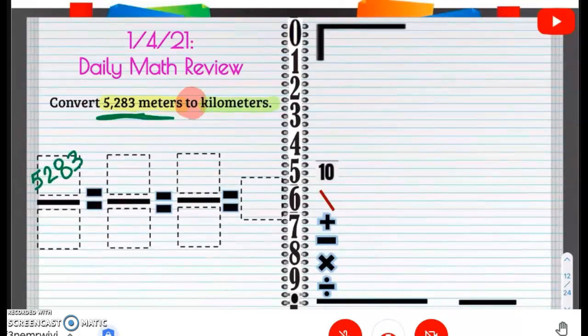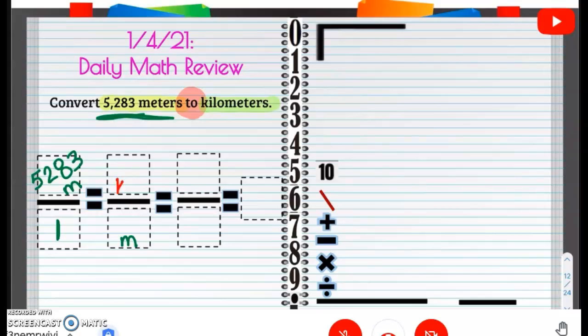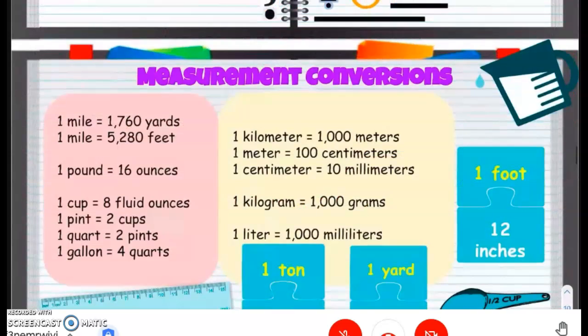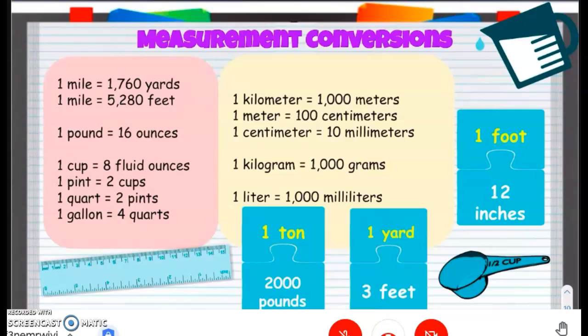5,283 meters. And we can put that over 1. Remember how we can put any number over 1. We are trying to get rid of those meters, so we're going to put meters in the bottom. We're trying to get to kilometers, so km for kilometers.